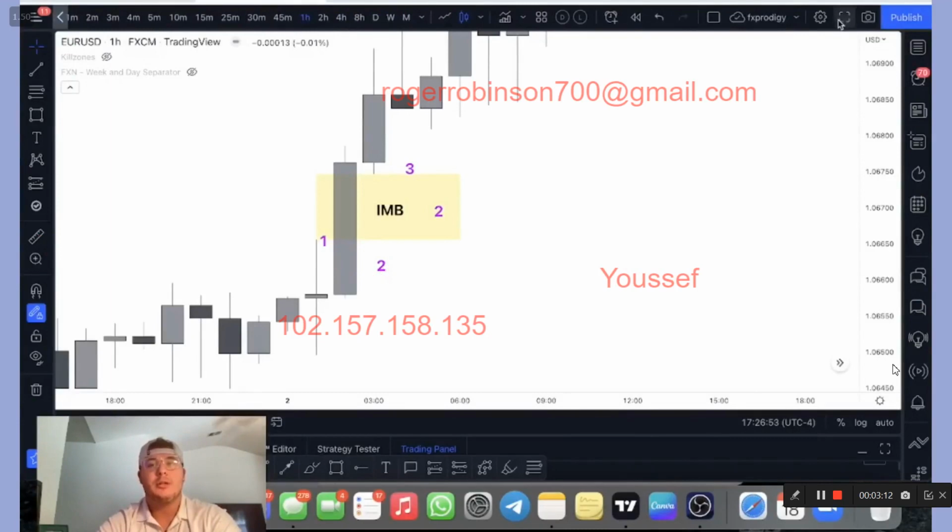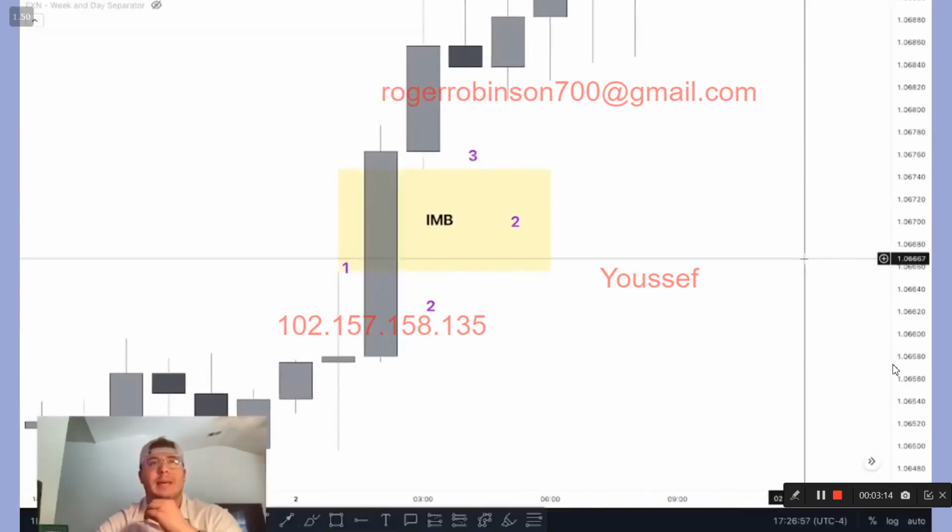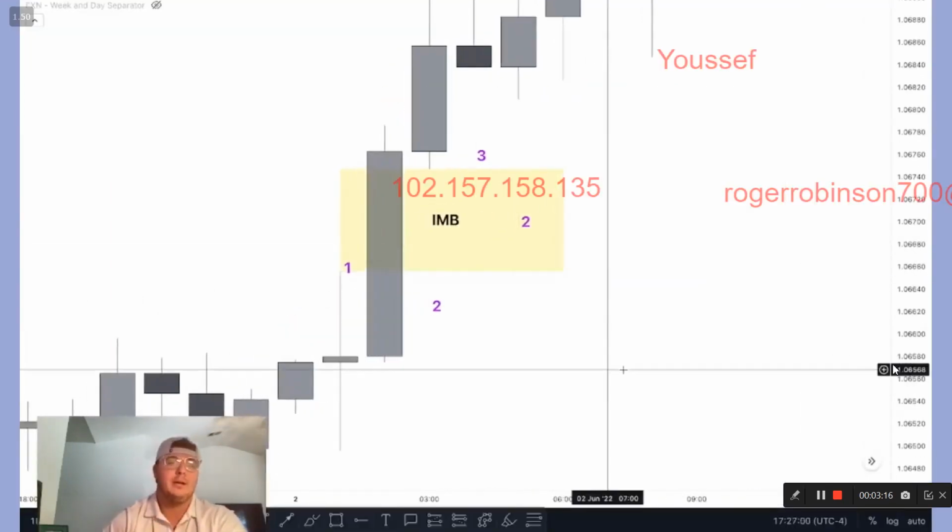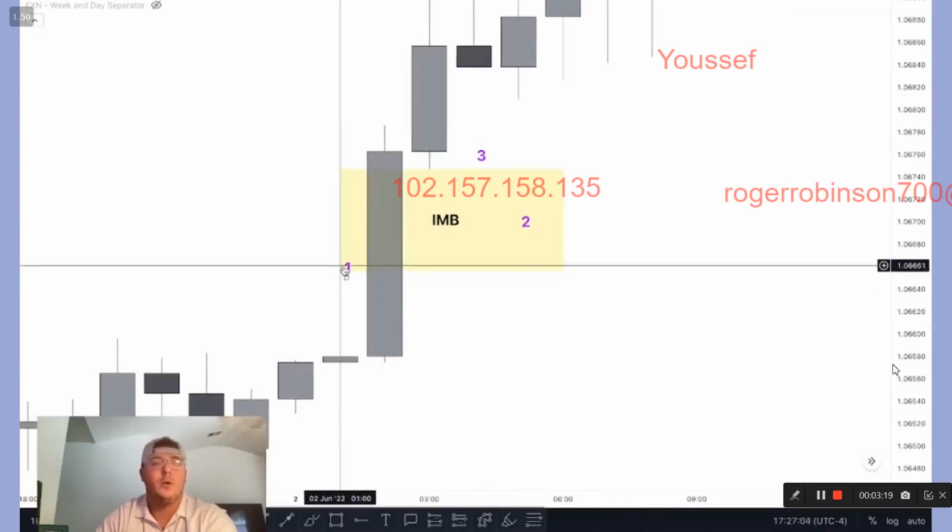So let's go ahead and see, furthermore, what an imbalance is. When we're looking at this chart right here, essentially an imbalance is a 3-candle pattern formation that leaves some form of gap behind. What we have illustrated here is our 1, 2, and 3 labels.